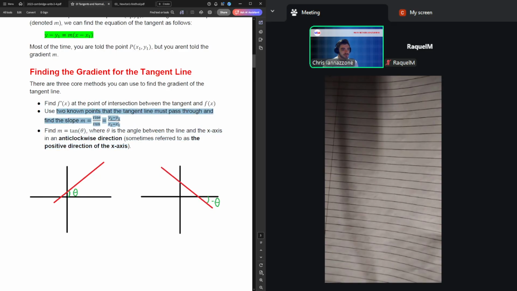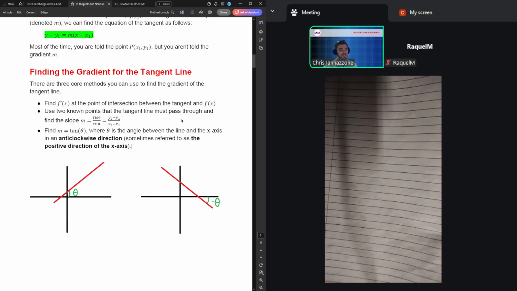One of which is to simply do your rise over run. As long as you know 2 points that the tangent line has to pass through, it is still a linear, fundamentally. So you can do a rise over run approach to get another way of finding that gradient. The other approach could be if you have angle-related information. From there, you could just do tan theta. So let's say you had an angle of 45 degrees as part of your known information. You could just do tan of 45 degrees, which will give you gradient 1.